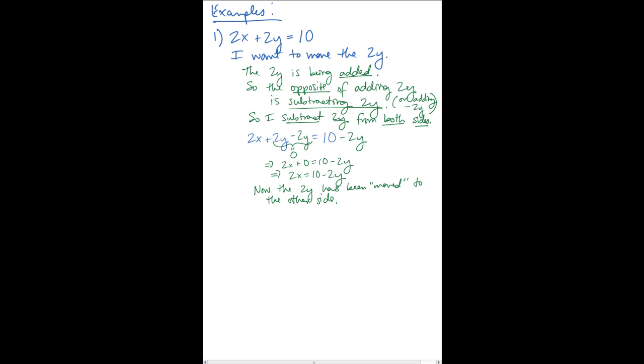Of course, more formally what we've done is we've taken this equation 2x plus 2y equals 10 and we've replaced it with the equivalent equation 2x equals 10 minus 2y. And again, these two equations are equivalent because they have the same solution set.